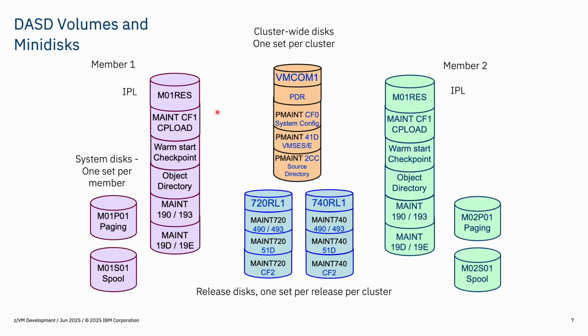Now moving to the individual member volumes. So for our first member here, you can see it has a few disks that are specific to that member. For example, here's the system residence volume. This is where you would IPL your system from. It contains things like your warm start checkpoint, your object directory, a lot of these maintenance disks. You'll also need a paging disk and a spool disk. And again, these disks are one set per member. So this is the second member's disks over here, and here's the first member's, whereas these in the center are shared.